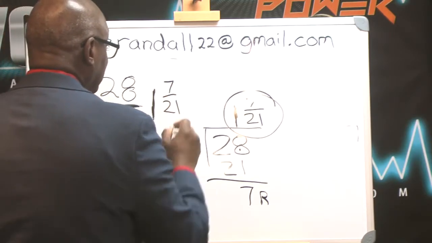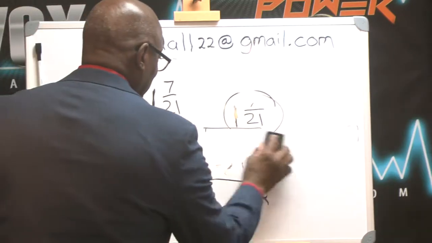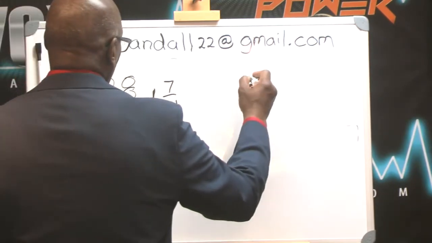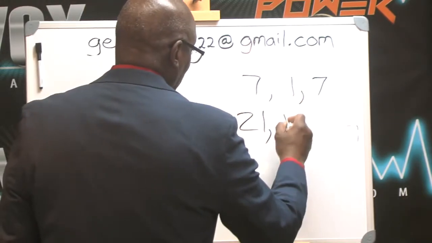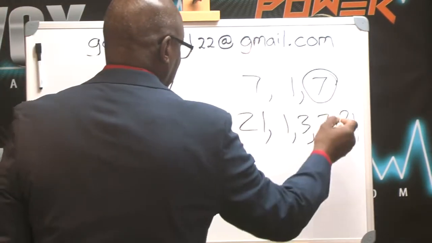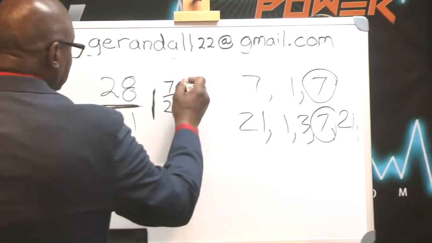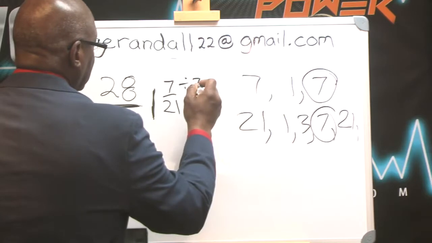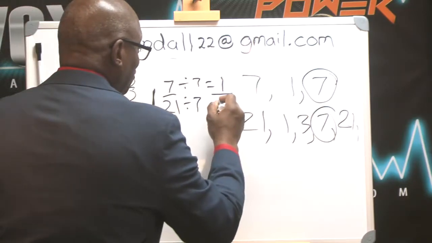7 over 21. But is the 7 over 21 in simplest form? No, it's not. Again, we'd have to list all the factors. But we already know that 7's factors are 1 and itself, and for 21, we just did 1, 3, 7, and 21. So look at this: 7 is the largest factor for simplifying this portion of the fraction. 7 divided by 7 is 1, again a basic fact. 21 divided by 7 is 3.